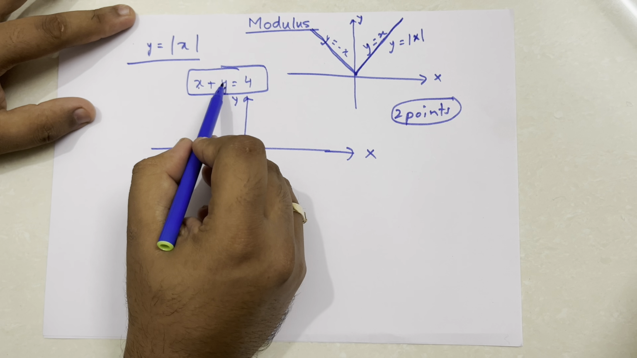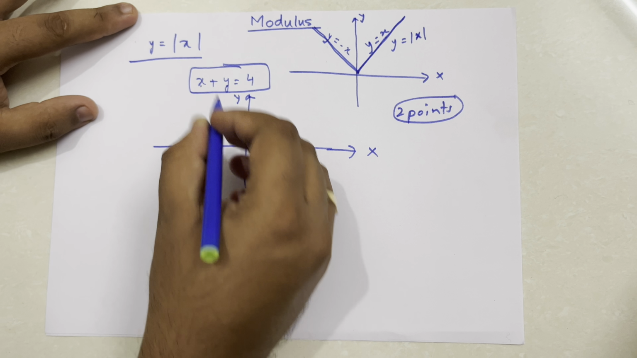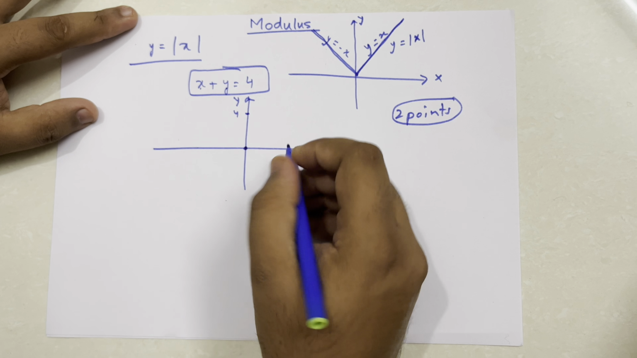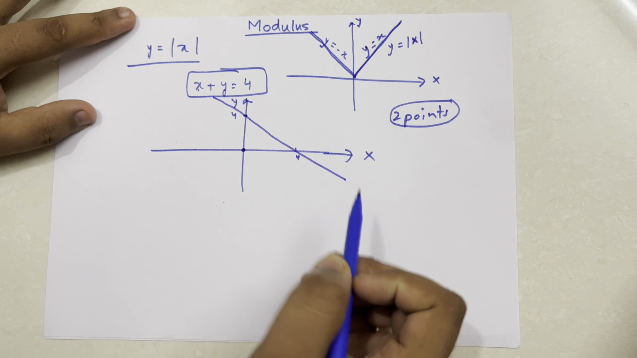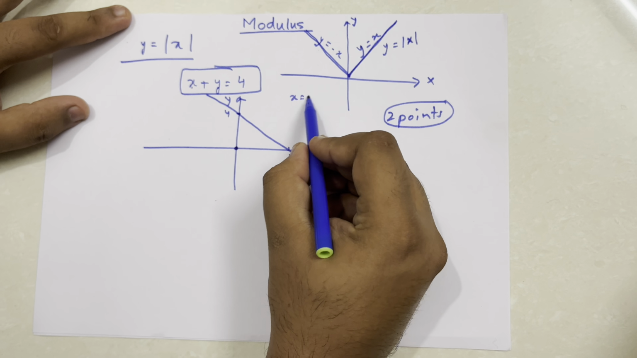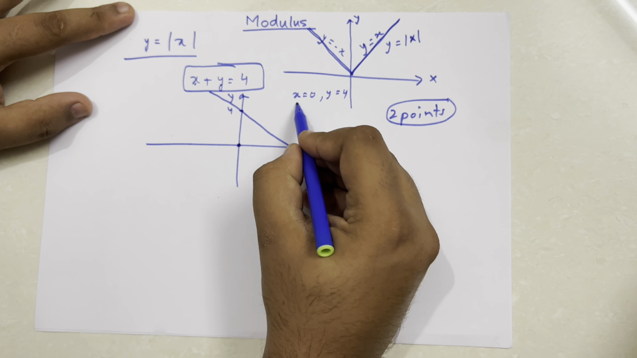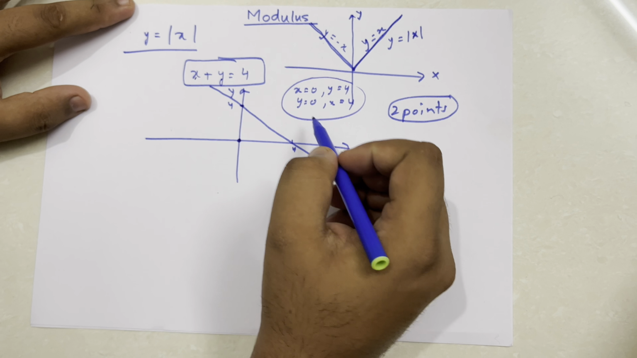If x equals 0, y value is 4. If y is 0, x value is 4. So this becomes the line x plus y equals 4. When you apply x equal to 0, you get y equal to 4. When y is equal to 0, you get x is equal to 4. This is a simple way to draw a straight line.